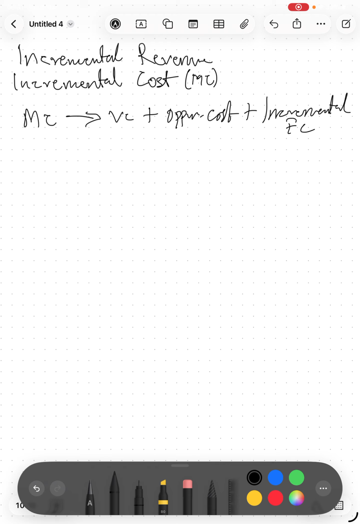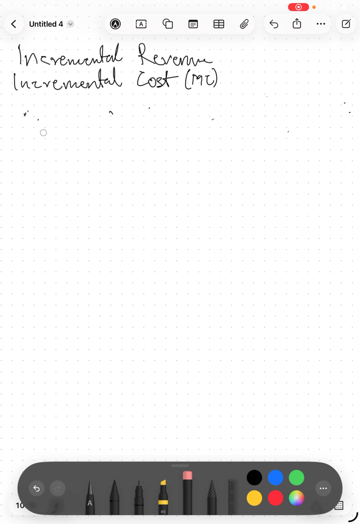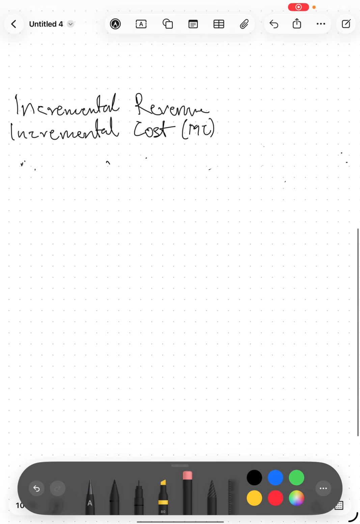Incremental fixed costs, that is additional fixed costs that will occur because of this one-off contract that has just come. Your variable cost is made up of all your variable material, labor, and variable overhead. So let's look at a question to buttress how this works, how to use a one-off contract. So this is a special order.